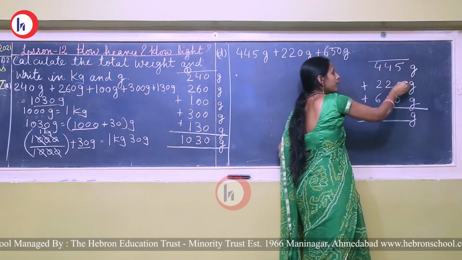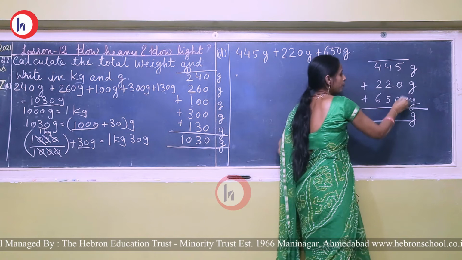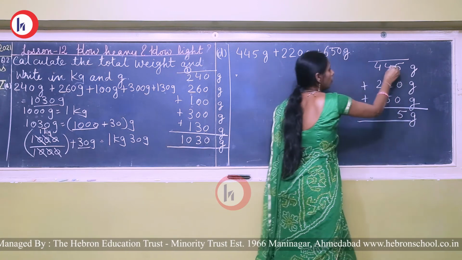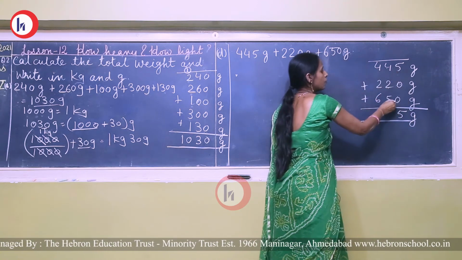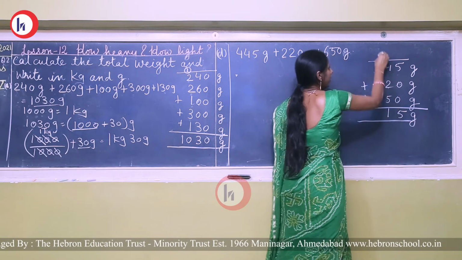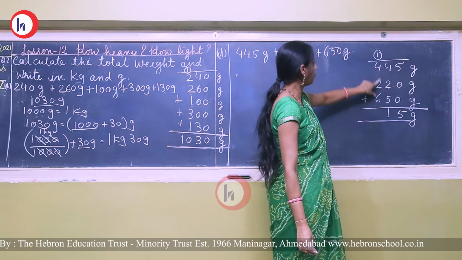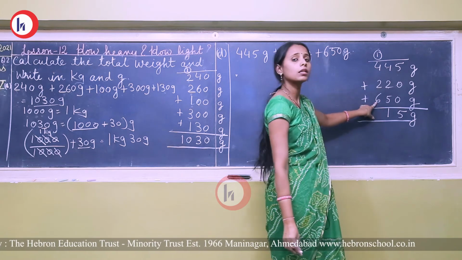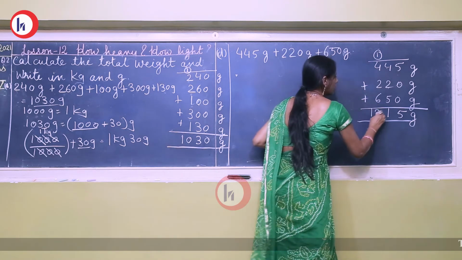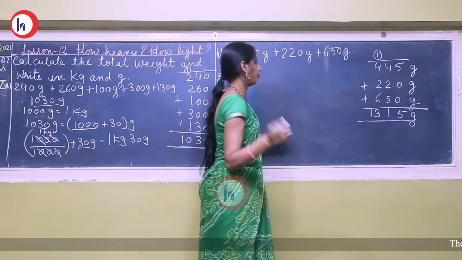Now see, 5 plus 0 is 5, then 5 plus 0 is 5, 4 plus 2 is 6, 6 plus 5 is 11, 1 will be here and 1 will be carried forward. 1 plus 4 is 5, 5 plus 2 is 7, 7 plus 6 is 13. Okay, so the answer is 1350.